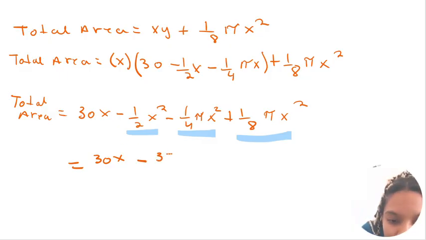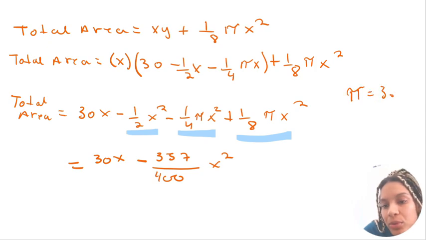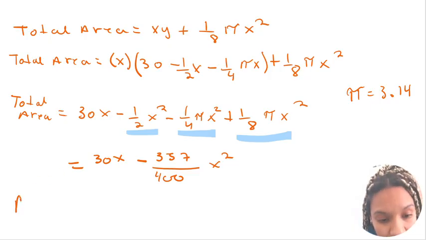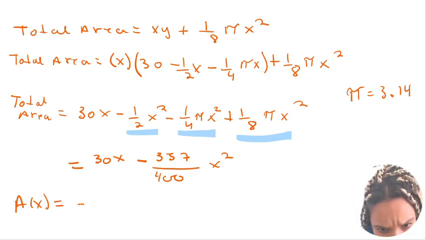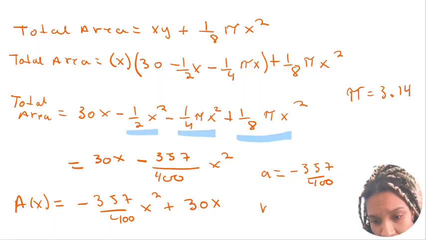Minus 357 over 400 x squared. And what I did for pi, I rounded to 3.14, okay? Now, I'm going to write this in descending order, and this is my total area, A of x, okay? I'm going to write it in descending order. That way it's easier for us to look up the A and the B when we are finding the vertex, all right? So A is negative 357 over 400, and B is 30. C is 0. We don't need it, but just in case.